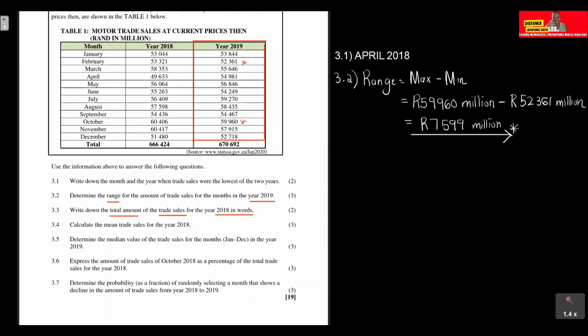And guys, here it's very nice and easy. They've basically added up the trade sales for you here, and we can see that the total amount of trade sales for the year 2018 is 666,424 million. Don't forget that the values written in this table are represented in rands in million. So how would we write this value in words?